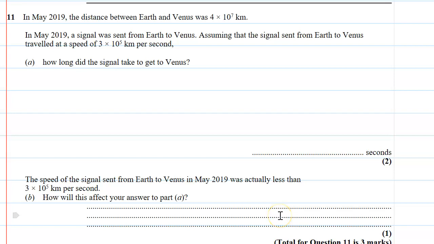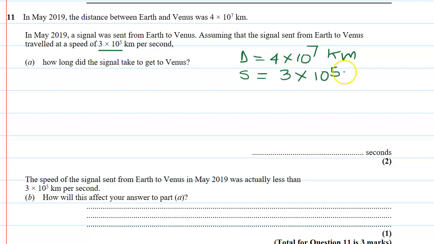In May 2019, the distance between Earth and Venus was 4 into 10 to the power 7 kilometer. So let's write down here distance. Distance is 4 into 10 to the power 7 kilometer. In May 2019, a signal was sent from Earth to Venus. Assuming that the signal traveled at a speed of 3 into 10 to the power 5 kilometer per second, right?